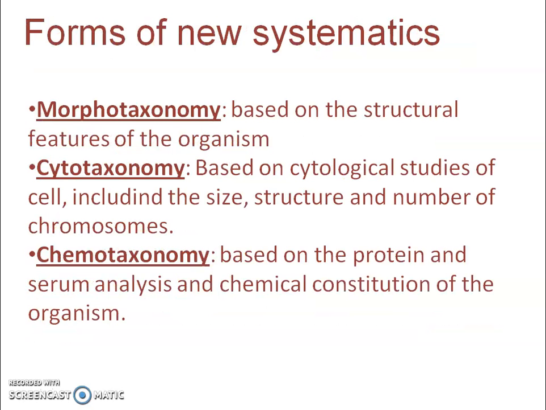Then come the forms of new systematics. What are the various forms of new systematics? There are many more, but three main forms: morphotaxonomy, cytotaxonomy, and chemotaxonomy. Morphotaxonomy was based upon structural features, cytotaxonomy on the cytological studies of the cell, including the size, structure, and number of chromosomes. Chemotaxonomy was based on protein and serum, that is, the chemical composition of the organism.